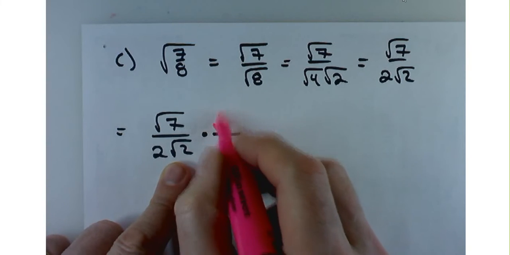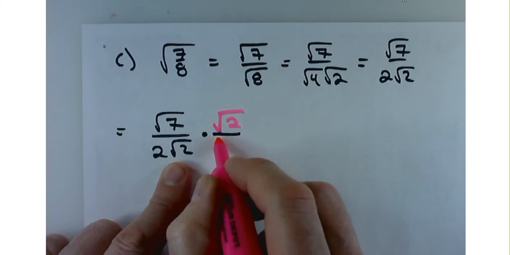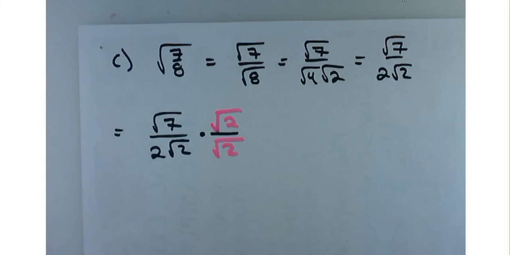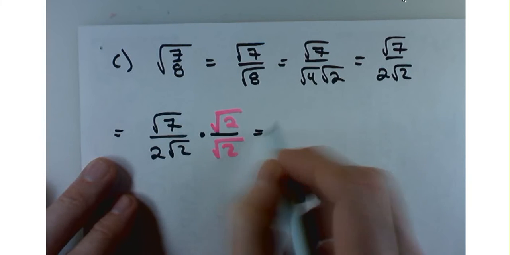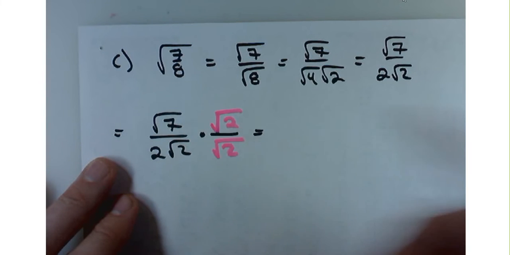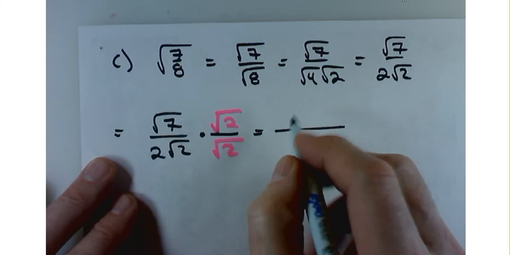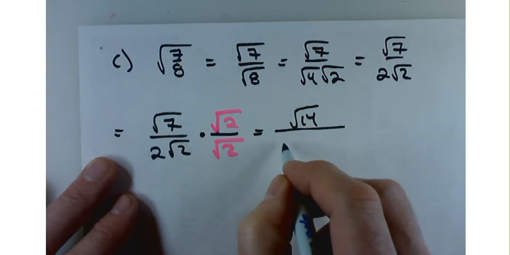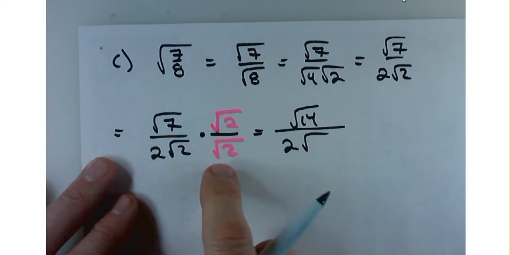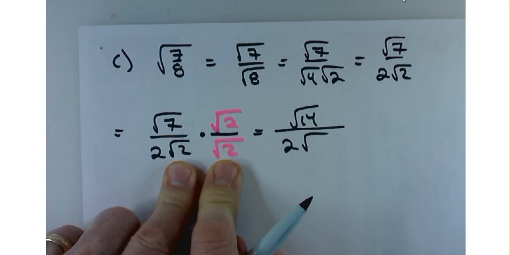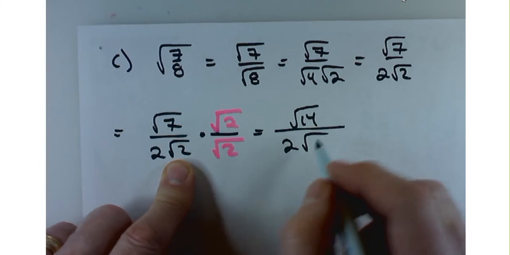What if I multiplied it by the square root of 2 over the square root of 2? Do you agree that in effect it's multiplying by 1? Something over itself is 1. But instead of canceling, the square roots like this, I'm going to multiply 2 times 7 to get the square root of 14 underneath the radical. What's going to be underneath the radical here? 4. Yes. So I'll get a 4.